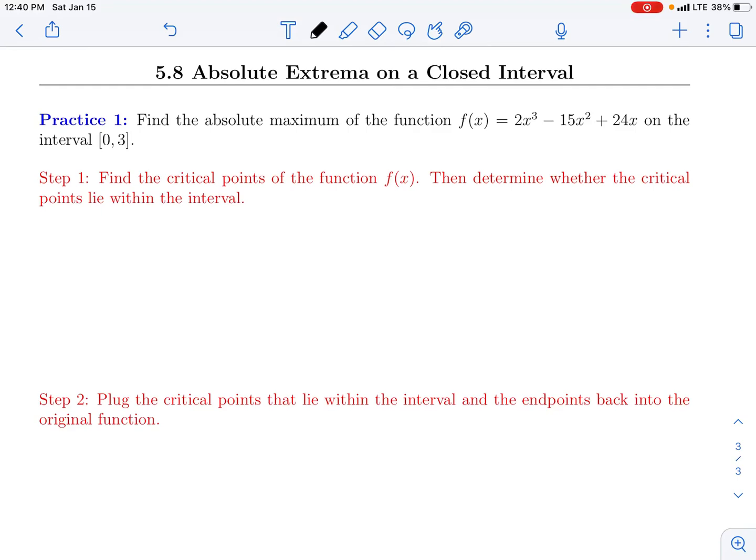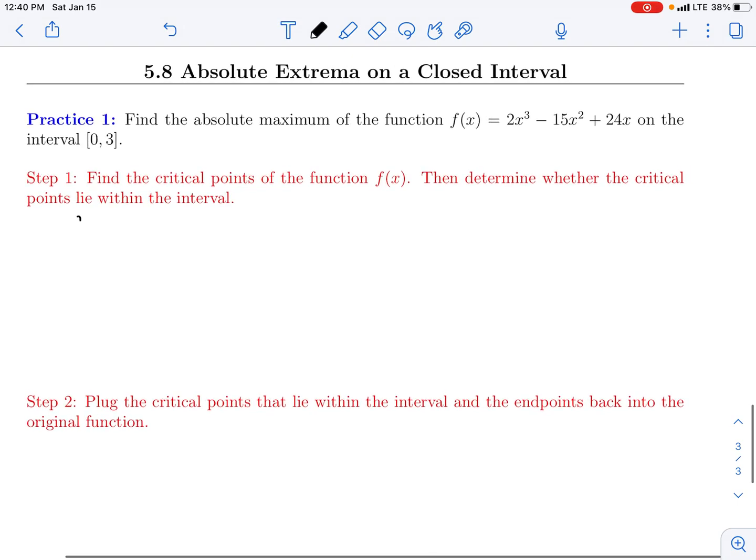So here it says find the absolute maximum of the function f of x equals 2x cubed minus 15x squared plus 24x on the interval from 0 to 3. My first step is to just find the critical points of the function. Okay, and then I need to make sure that the critical points actually lie within this interval from 0 to 3. So, first things first, take the derivative and then set it equal to 0 and solve for x.